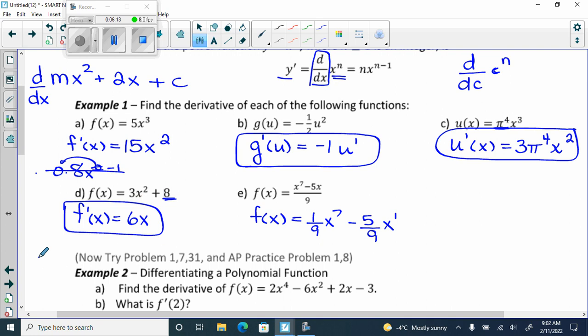So now I can write f prime of x because I'm actually doing the derivative. So I get 7 times 1/9, which is 7/9, x to the 6. And then I go 1, drop it in front, negative 5/9, x to the 0. What happens when we get an x to the 0? It's just 1. So not only when we have a constant does the constant drop off, whenever we have anything that's actually to the degree 1, x is going to go away and we're just going to be left with its coefficient. Okay?